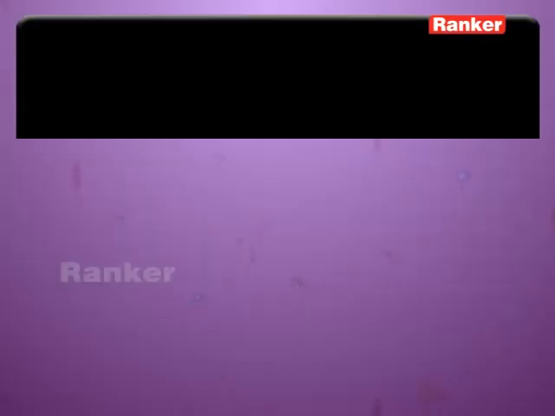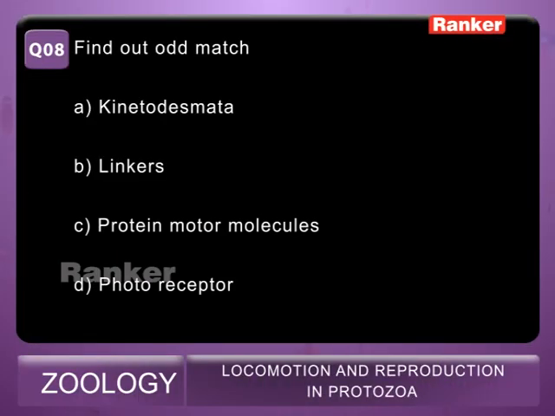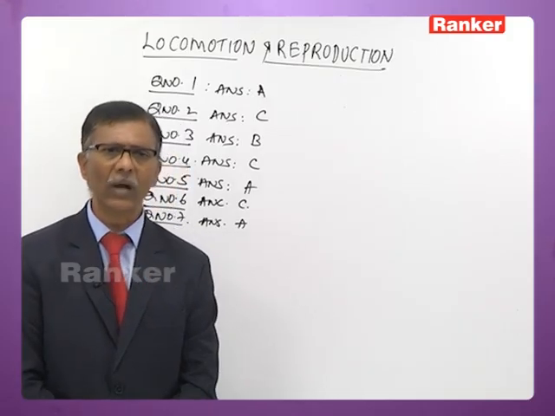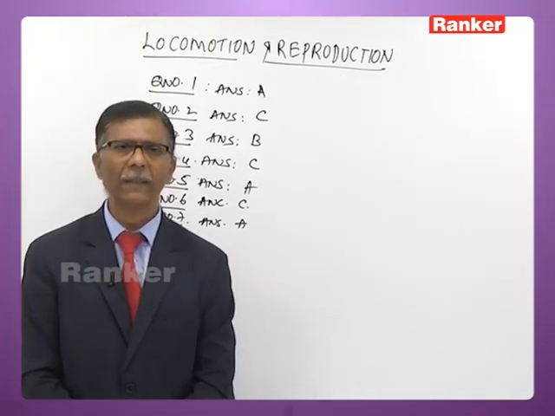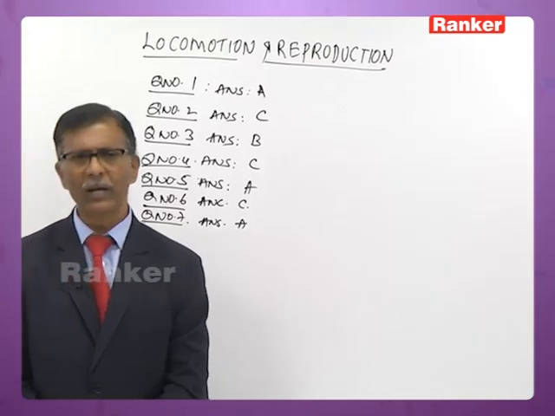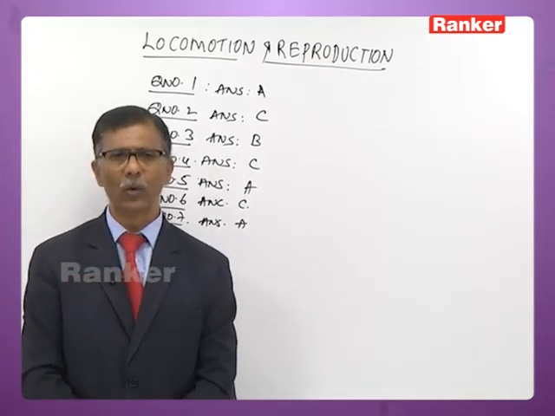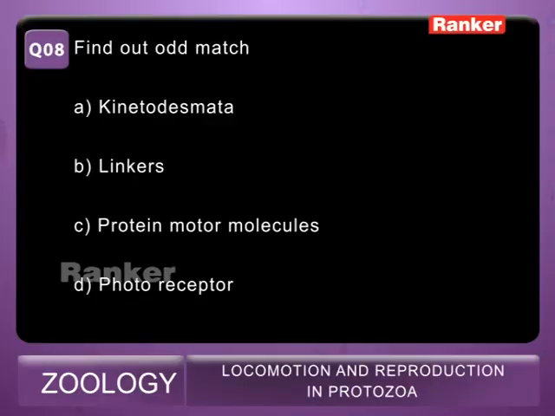Now question number 8. Find out the odd one. A. Kinetodesmata, B. Linkers, C. Protein motor molecules, D. Photoreceptors. Now all these kinetodesmata, linkers, protein motor molecules, they are all concerned with the flagella or cilia responsible for movement, but photoreceptor is not connected with the locomotion, that is the odd one out. So question number 8, correct answer is D, photoreceptor.